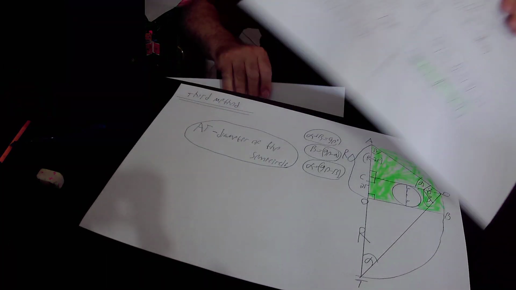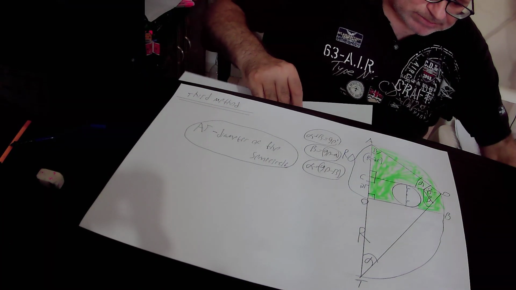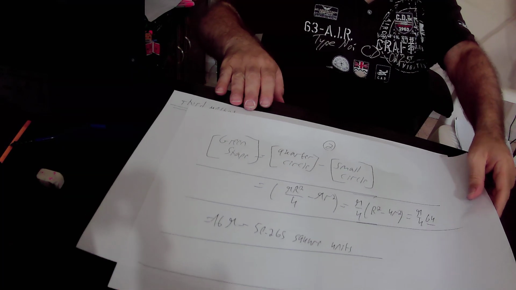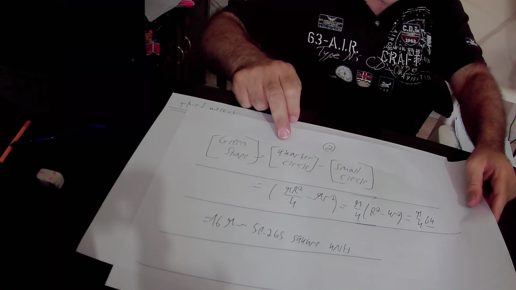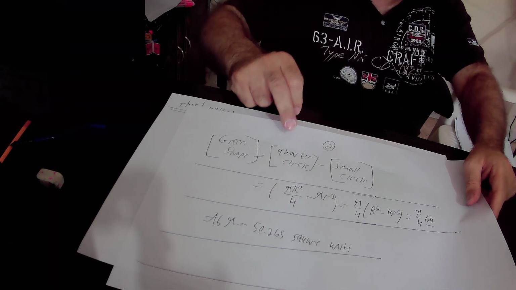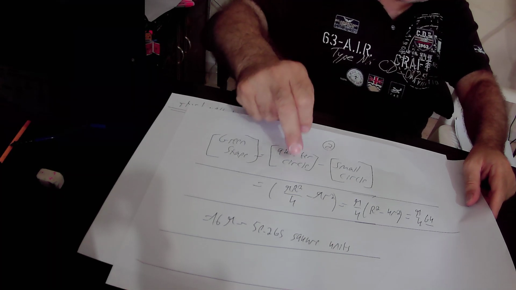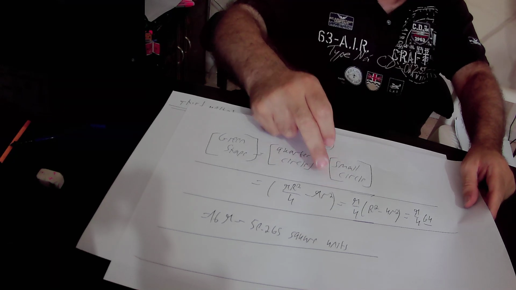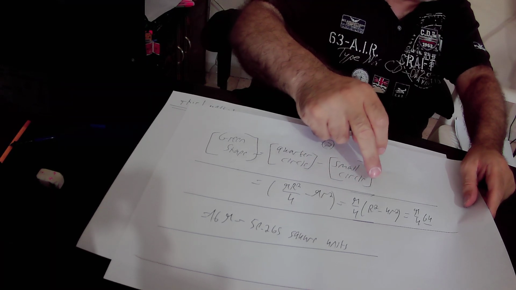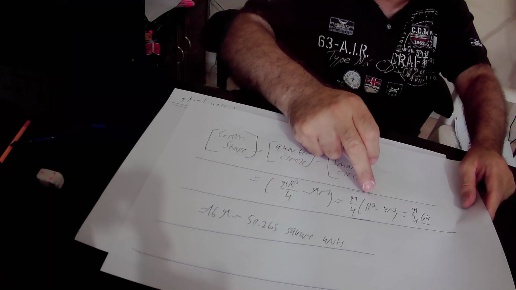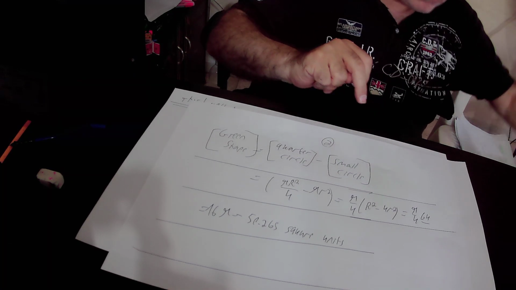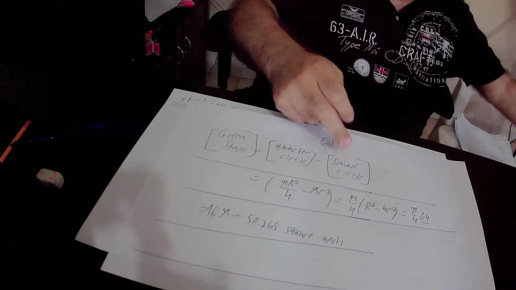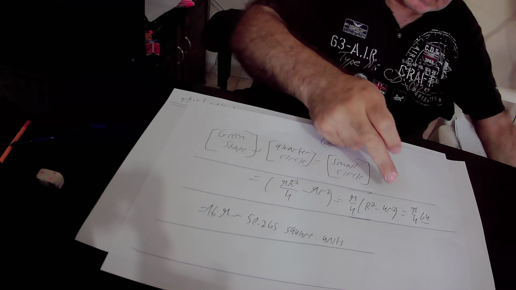But what is the area of the green shape? The area of the green shape equals the area of the quarter circle minus the area of the small circle. I'll repeat again: the area of the green shape equals the area of the quarter circle minus the area of the small circle. We have already found that the area of the quarter circle equals pi times capital R square over 4, minus the area of the small circle, that is pi R square. We took pi over 4 as a common factor, so inside the brackets we are left only with capital R square minus 4R square. But we just found that capital R square minus 4R square equals 64. Therefore we can substitute capital R square minus 4R square by 64.